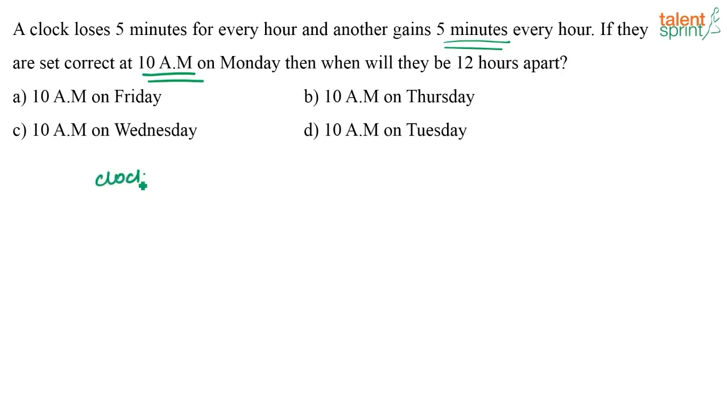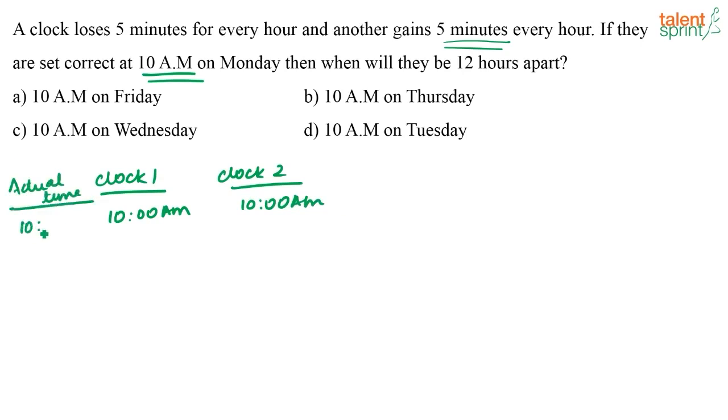Okay, so we have two clocks. Let's take it as clock 1 and clock 2. At 10 a.m. both of them are showing the same time, 10 a.m. They are set correct at this time. Now what is happening? This is your actual time. Actual time now is 10 a.m. and both the clocks are set at 10 a.m. The first clock is losing 5 minutes for every hour. So when the actual time is 11 a.m., what will be the time shown by clock 1? It will be 10:55. Similarly, when the actual time is 11 a.m., what will clock 2 show? It will show 11:05. Basically, it is gaining 5 minutes every hour.